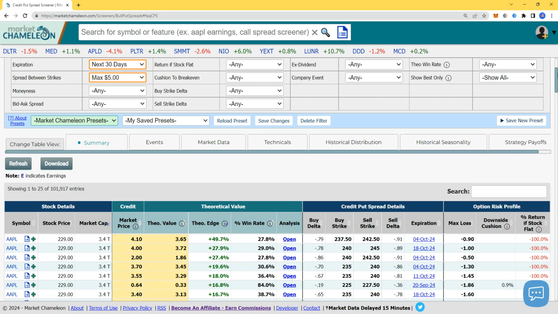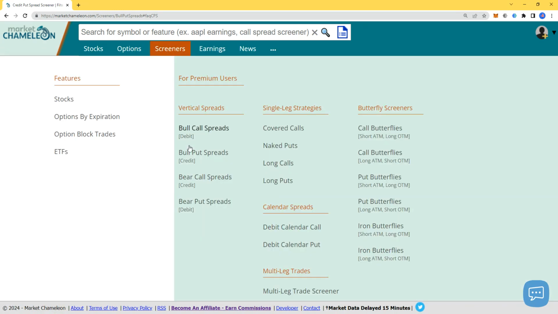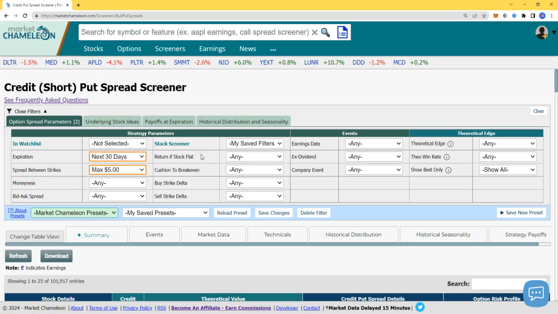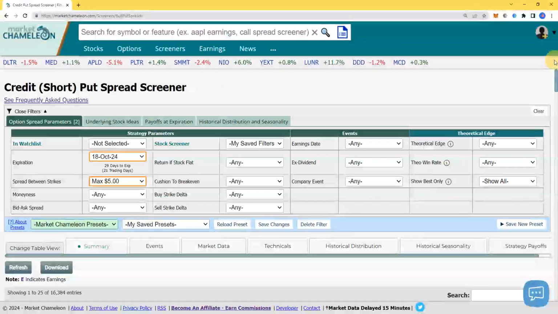Okay, so we are in here. How to get here? You're gonna go to screener, and you're gonna click bull put spreads right here. It will open the default right here. Now in the default, in order to get to all the questions and read about it, you click here, see frequently asked questions.